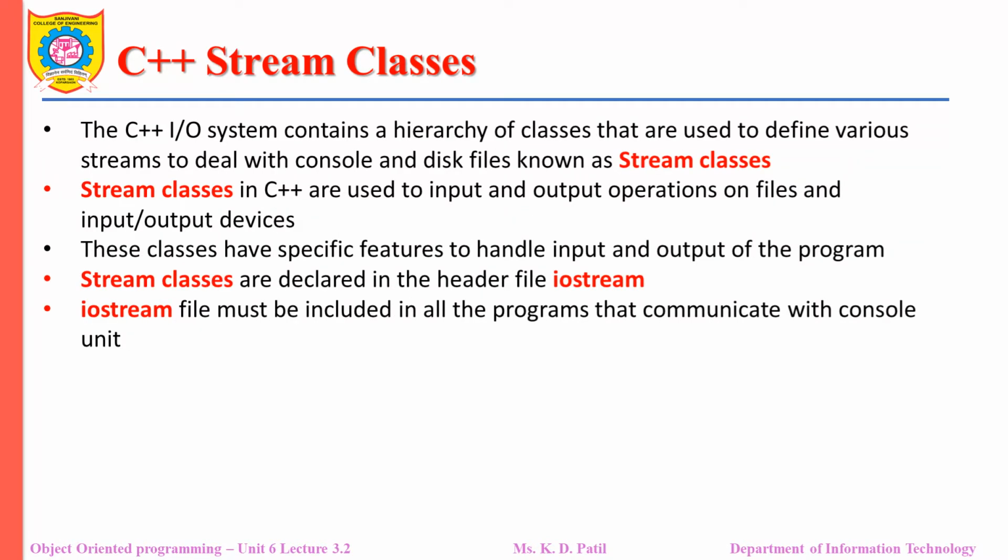Let us see the C++ stream classes. The C++ input-output system contains the hierarchy of classes that are used to define various streams to deal with console and disk files known as the stream classes. Stream classes in C++ are used to input and output operations on files and input-output devices. These classes have specific features to handle the input and output of the program. Stream classes are declared in the header file named as IOStream. IOStream header file must be included in all the programs that communicate with console unit.